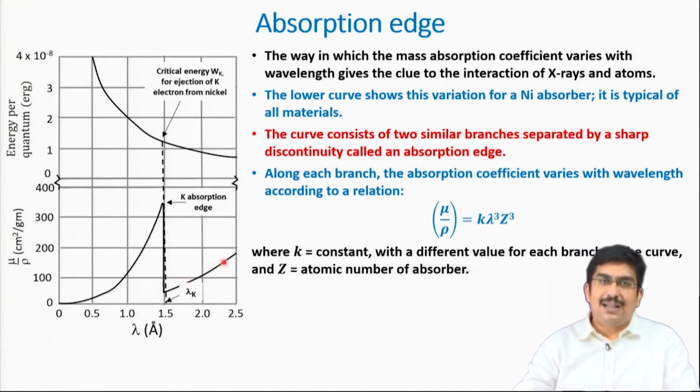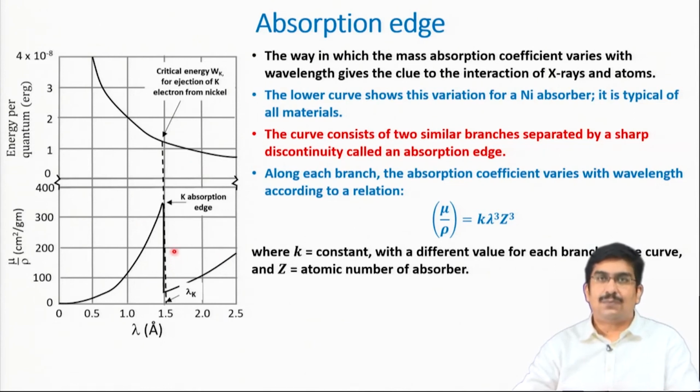Okay. Now, if we consider these two branches, other than this absorption edge, in both of these branches the mass absorption coefficient varies with wavelength following this relationship, mu by rho equals K lambda cubed Z cubed. So, Z is basically the element, it also depends on what type of element it is. The absolute shape or the extent of variation depends on different material, but basically the shape is pretty much the same. Having an absorption edge at what wavelength and all that depends on the nature of the material, the atomic number of the material, but this basic shape, two branches separated by a discontinuity, remains the same for almost all the materials.